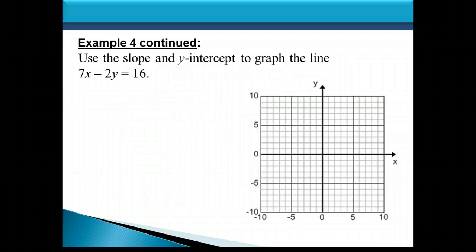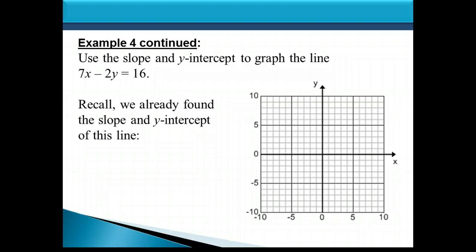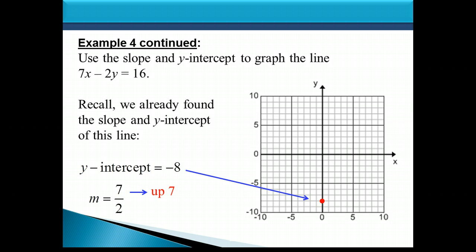So here we go. We already found the slope and y-intercept of this line, which remember was negative 8 for the y-intercept and 7/2 is our slope. Remember, the first of these two pieces of information we use is the y-intercept, because we need to know a starting point. So we plot the y-intercept first. That's going to go down 8 units on the y-axis from the origin. Then from this point we're told to go up 7 and right 2. So now we have 2 points on our line.